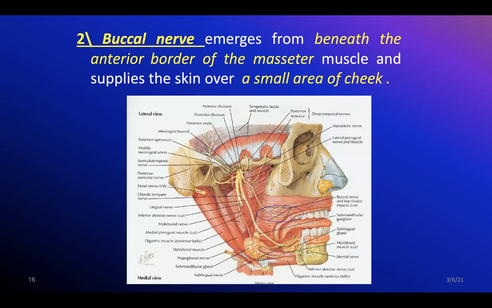We have the buccal nerve, which emerges from beneath the anterior border of the masseter muscle and supplies the skin over a small area of the cheek. This is the area shown.